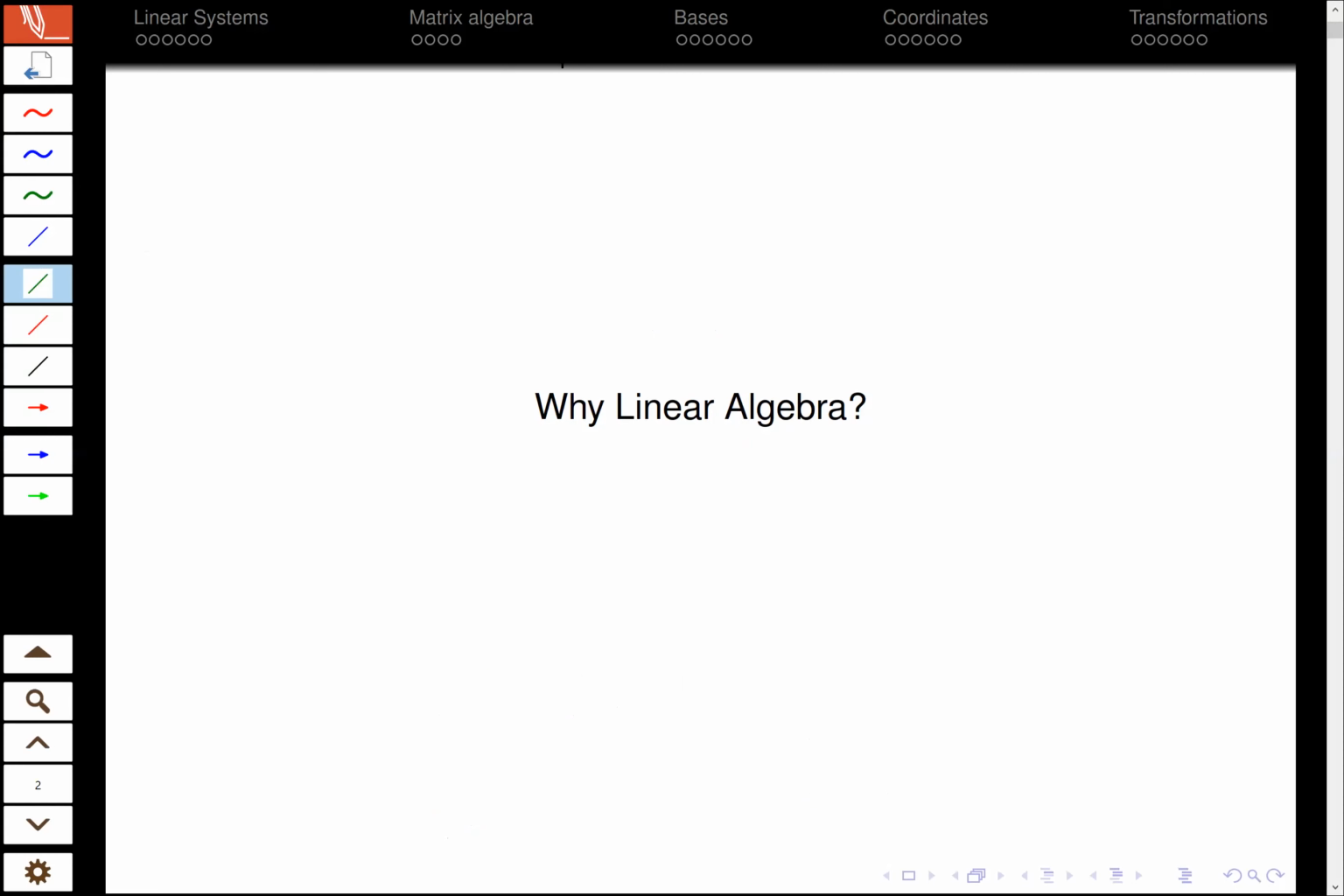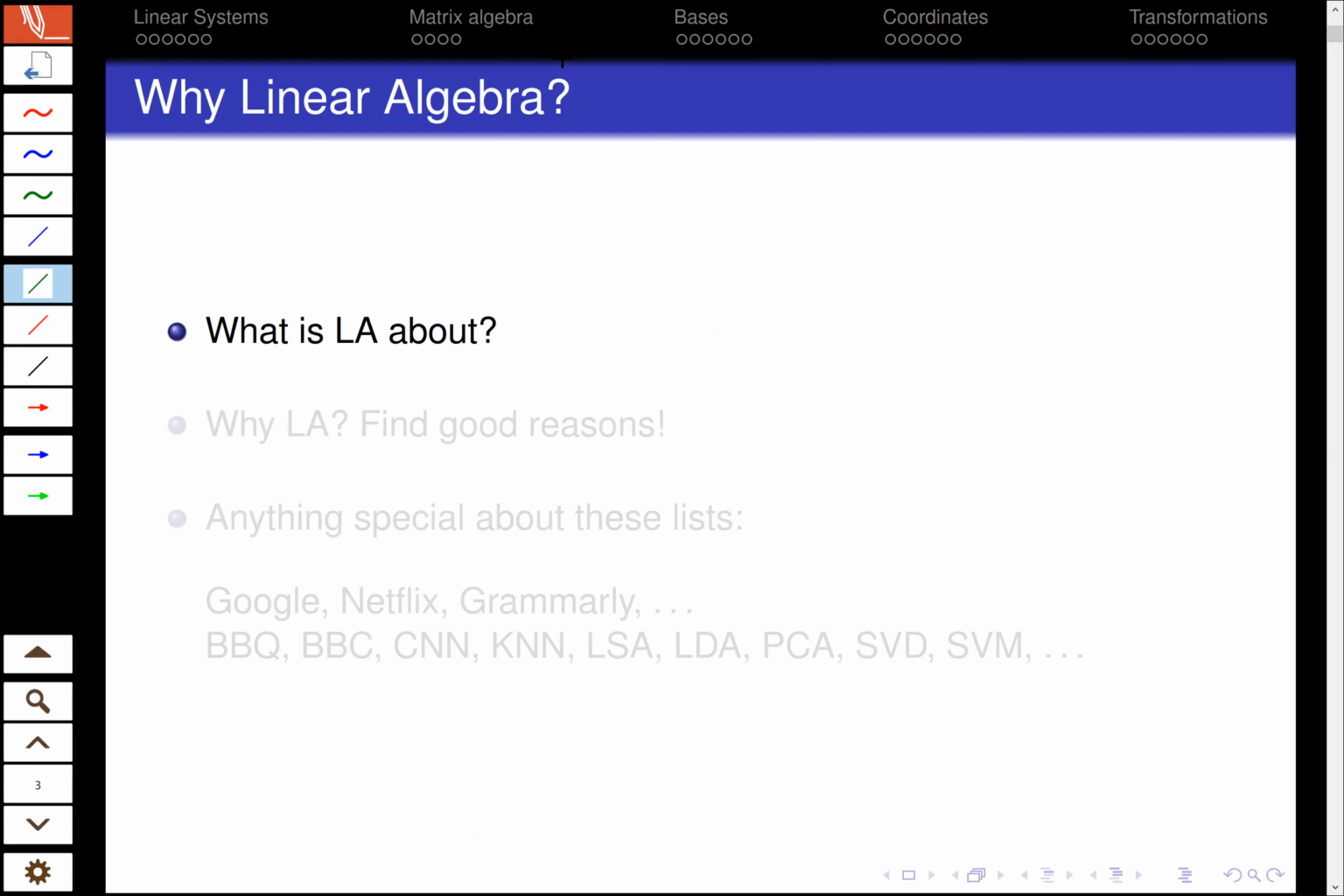So my first question is, why linear algebra? Or maybe that should be the second one. The first question is, what is linear algebra? What, in your opinion, is linear algebra? What is it all about?